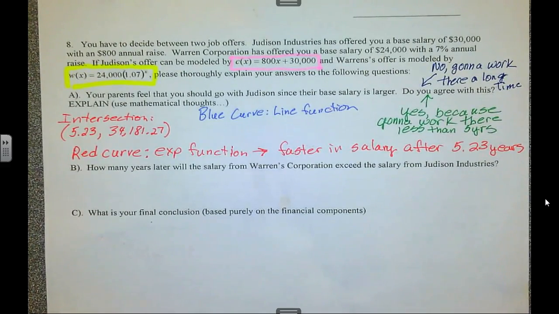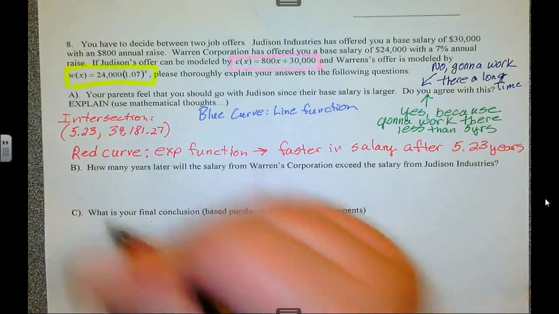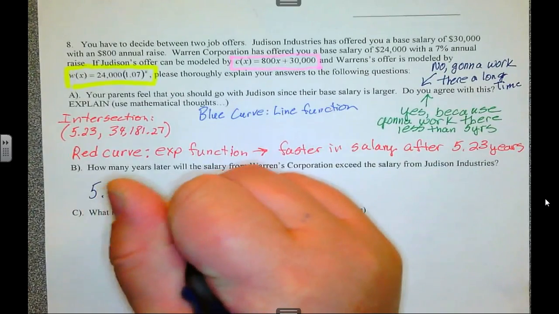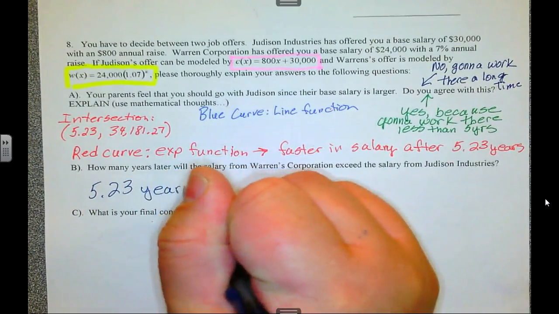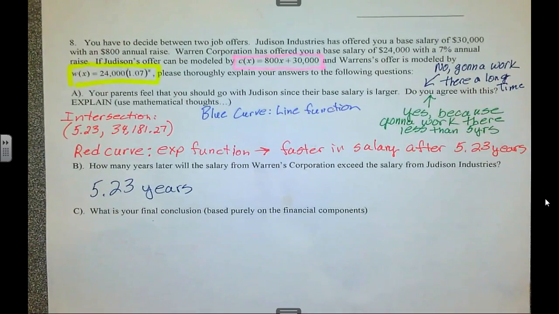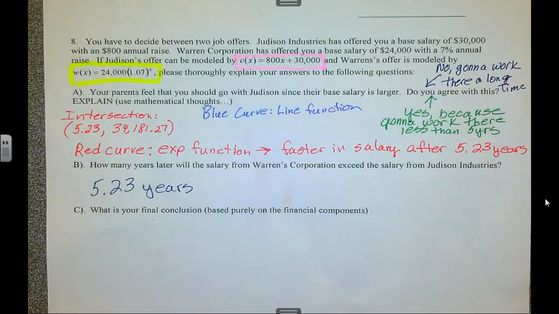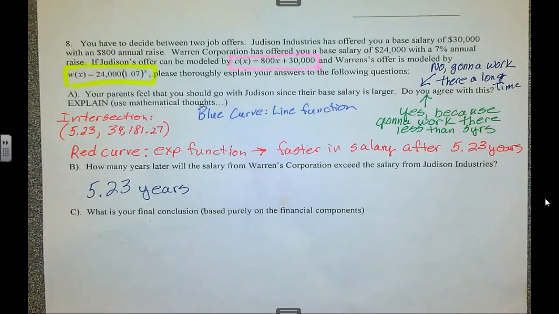All right. And we already figured out, B, how many years later will the salary from Warren's exceed, the 5.23, right? If you put 5, that's fine. What is your final conclusion based purely on the financial components? Well, we kind of answered that already. Yeah, it's the same thing.